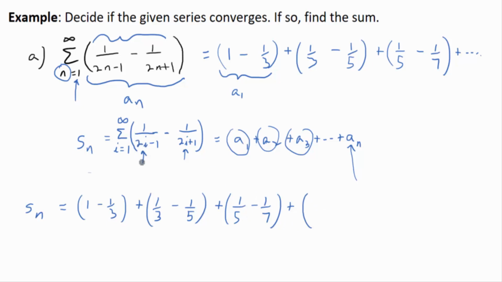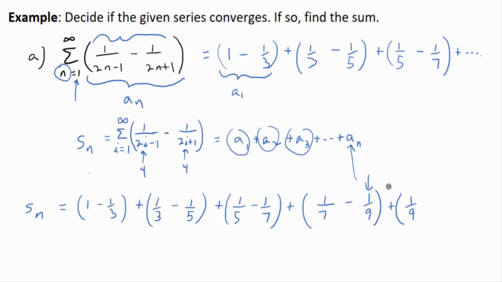So if you plug in 4 there for i, what do you get? 1/7, okay, and then minus 1/9. Everybody see that? Let's do one more just for fun. If you plugged in the 5th term, what would you get? Plus 1/9 minus 1/11. And I didn't even look at that. You can just see the pattern.